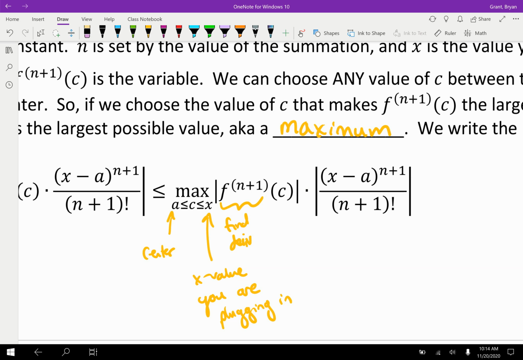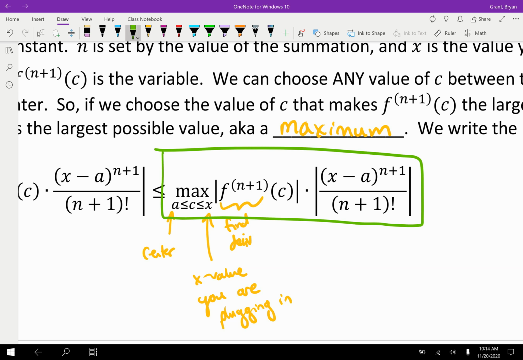Oof, what do we need to memorize? Realistically, this. But not really, because this is just the Taylor series, which we've already memorized. This is still the Taylor series. We just need to really remember that this guy is the maximum, the value that makes the derivative the biggest between the center and the x value you're plugging in.